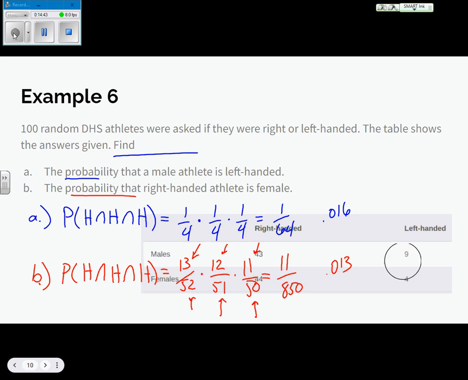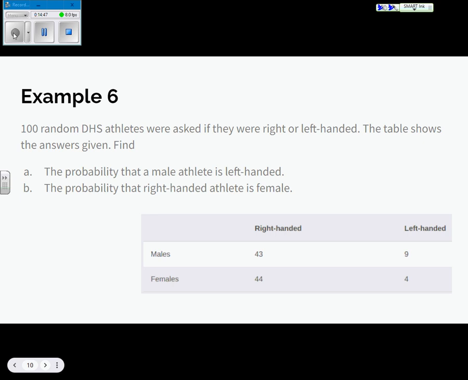All right, let's get some probability from some frequency tables. So we have 100 random DHS athletes. I asked them if they were left or right-handed. I asked 52 male athletes. Of the 52, 43 were right-handed. I asked 48 female athletes. Of those 48, 44 were right-handed.